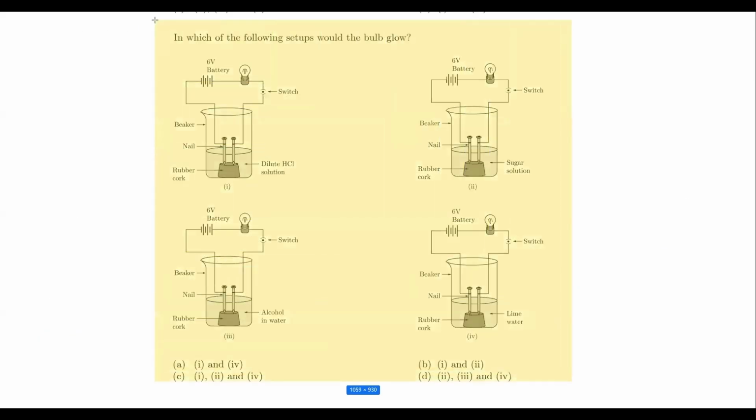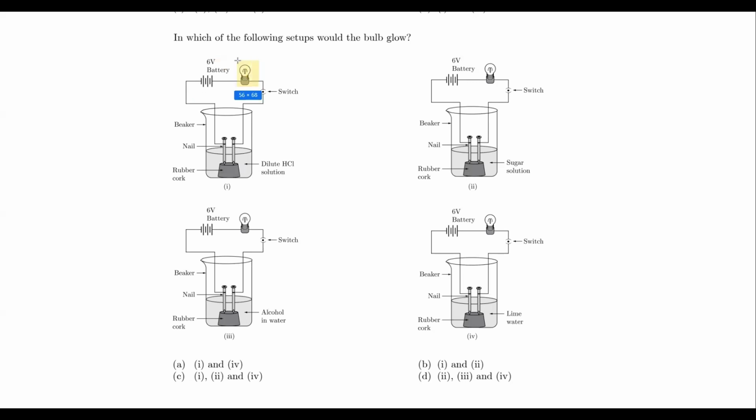The next question is from a chapter which I don't know, I think. Okay, let's read the question. We'll figure it out. The question says, in which of the following setups would the bulb glow? In the first case, we have to see very minutely. It's dilute hydrochloric acid, which is a good conductor of electricity. The bulb is connected, the switch is on. There is a nail, that is the electrodes. There's a battery, and the battery is also properly connected, negative, positive, like that.